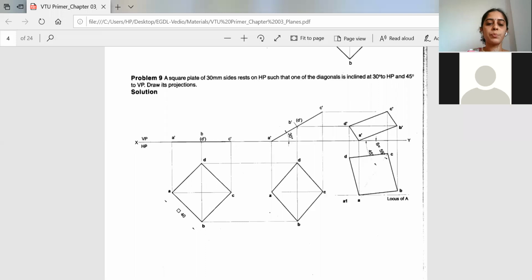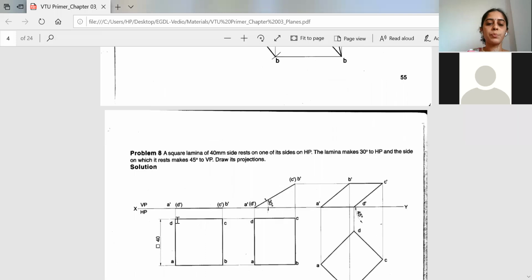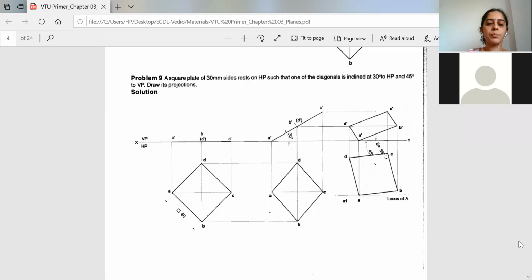For that, if you keep the position of the square lamina in the regular way, you won't get the diagonal AC. See, you have A here and C here. When you project, you are getting the dimension of one of the sides here, and that side is inclined at 30 degrees. But in this question, it is told that the diagonal is inclined at 30 degrees. So to get the diagonal inclined at 30 degrees, you should be getting the dimension of the diagonal here as the front view.